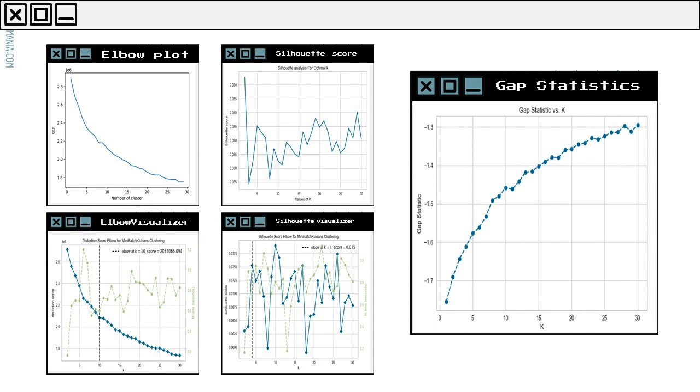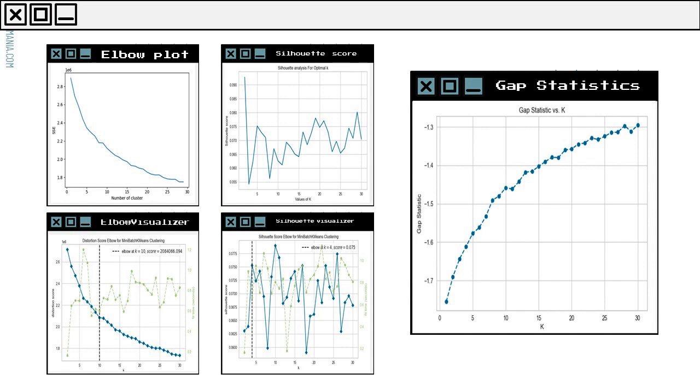By plotting the corresponding inertia values for each k value, I could identify the spot where the rate of decrease in inertia begins to level off and forms an elbow shape in the plot. The third method I used was the silhouette score. The silhouette score quantifies the quality of clustering by measuring the cohesion and separation of data points within clusters. The value of k that maximizes the silhouette score is considered the optimal number of clusters.